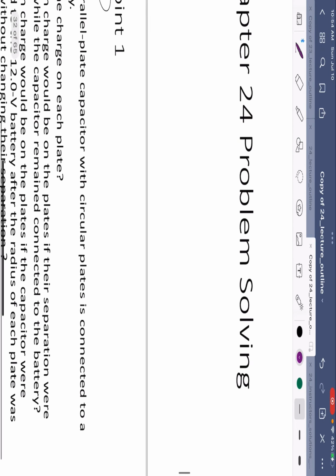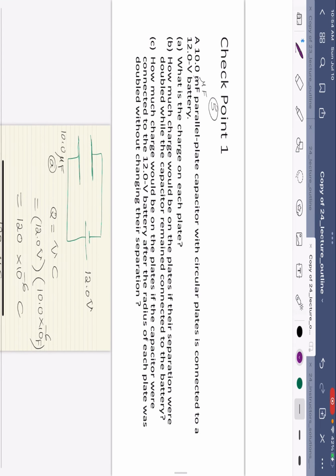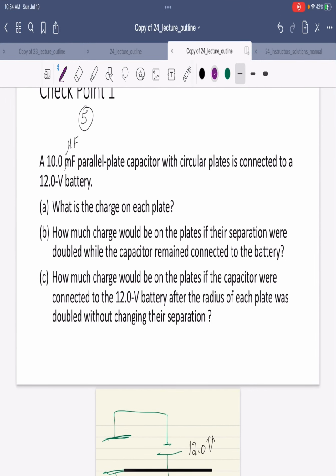Let's continue working on chapter 24, problem solving. And I will solve, I believe, 6 of these from different topics on chapter 24.